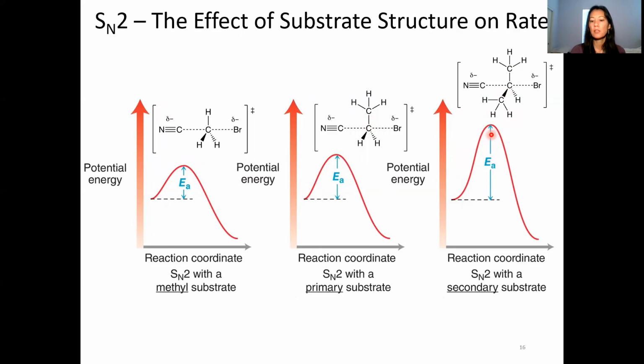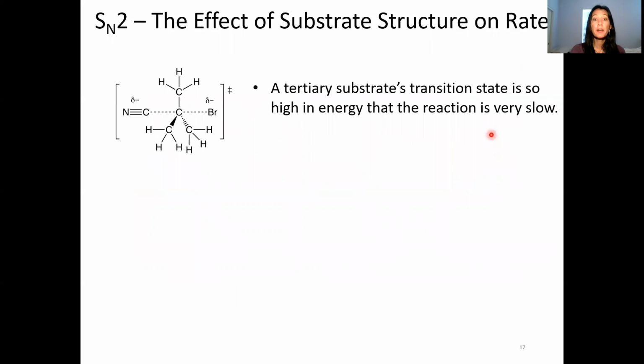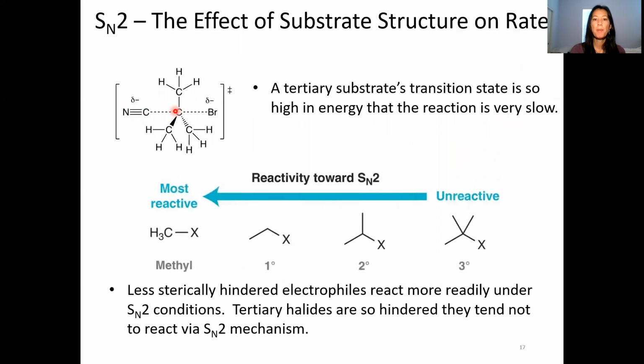So substrate does play a role. Tertiary is so high in energy because there's so much bulk and you're trying to get this nucleophile in here. It's extremely slow. Basically, we call it unreactive. So this is a reactivity trend. Tertiary is unreactive. Secondary is better than that, but primary is pretty good. And the most reactive is methyl, a methyl halide.